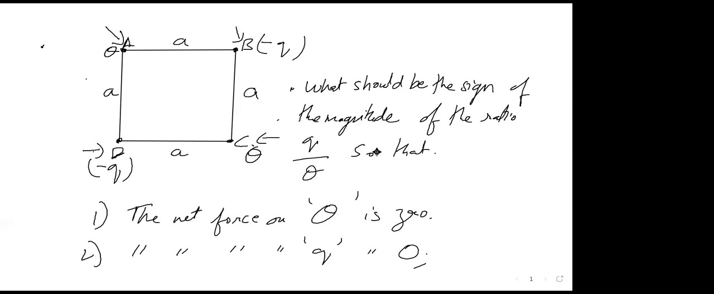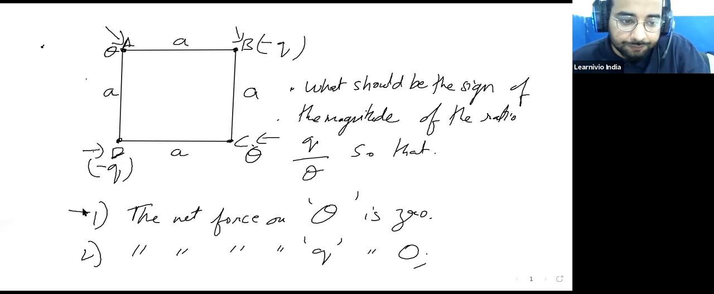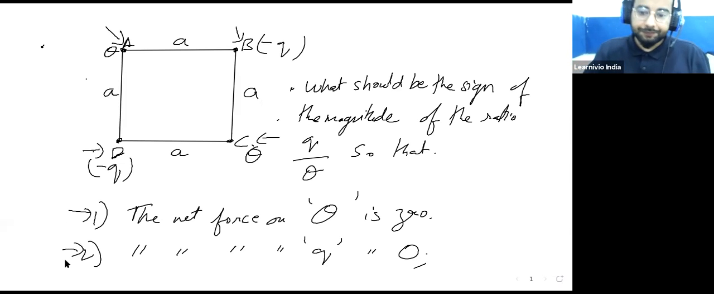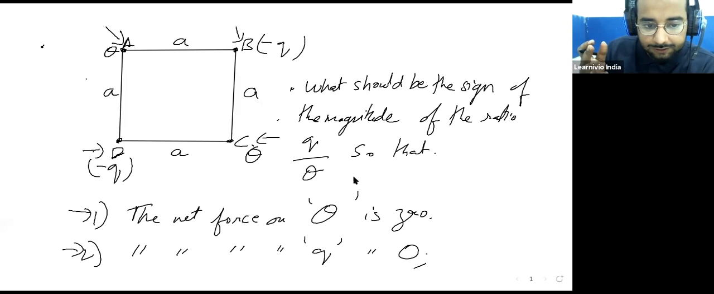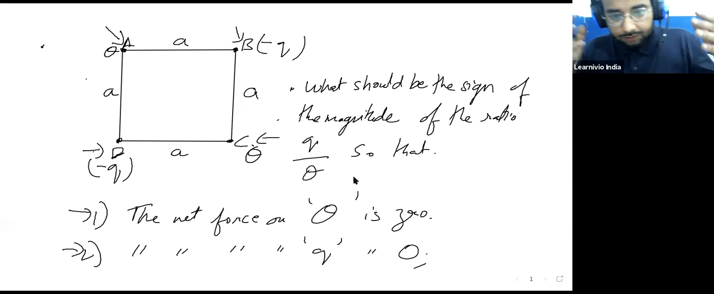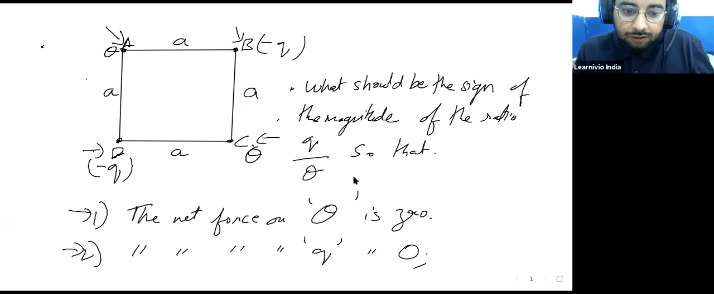So these two things, that the net force on Q is 0 and the net force on small q is 0, are given as conditions, or we have to prove? These are conditions. This is the first condition and this is the second condition. So for the first part, the net force on capital Q is 0. What you need to find out is the sign and magnitude of the ratio so that the situation arises.